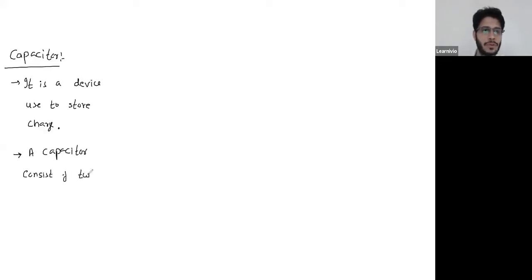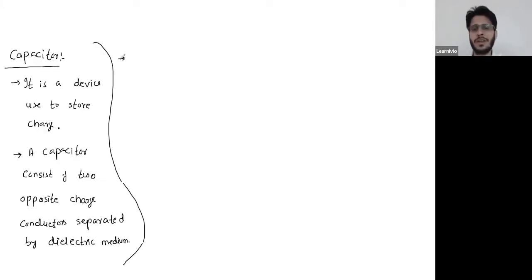A capacitor consists of two oppositely charged conductors separated by a dielectric medium. So a capacitor is simply a device which can store a very large amount of charge. It consists of two conductors. Both the conductors should have opposite charge and they should be separated by a dielectric medium.